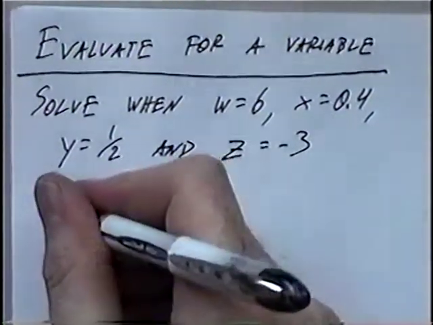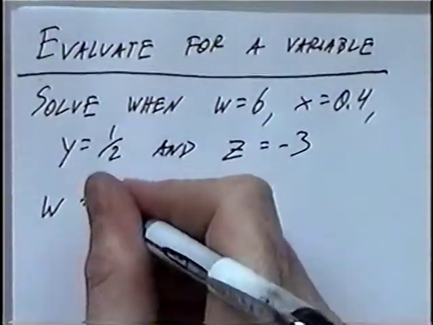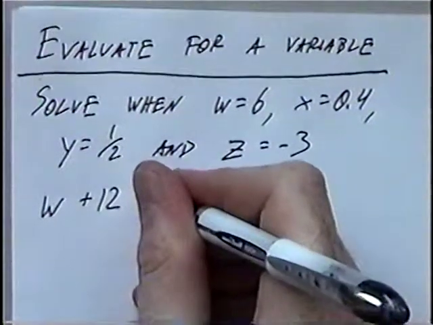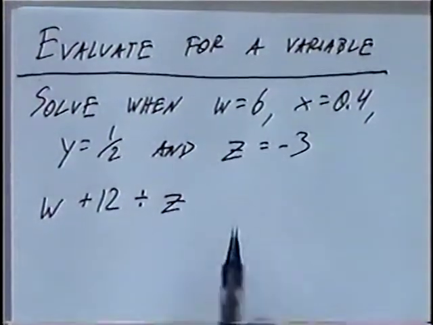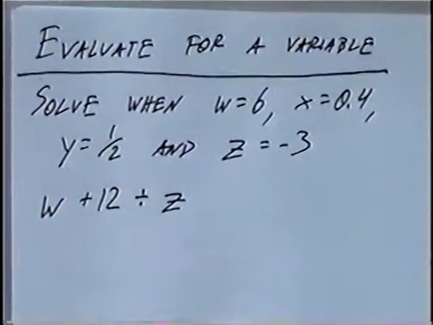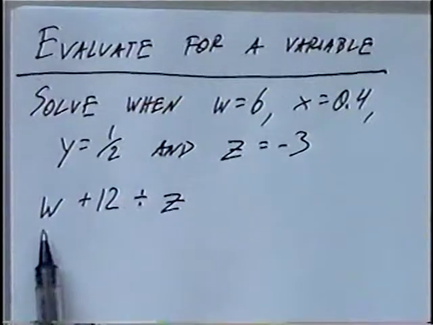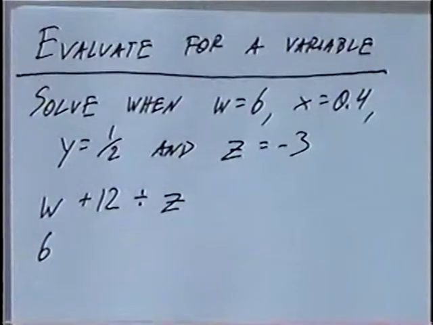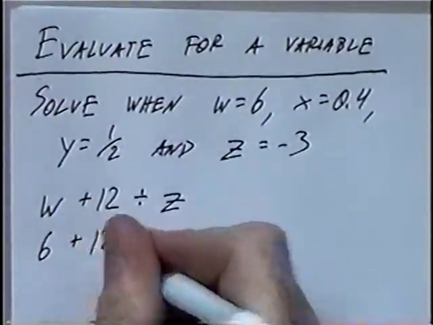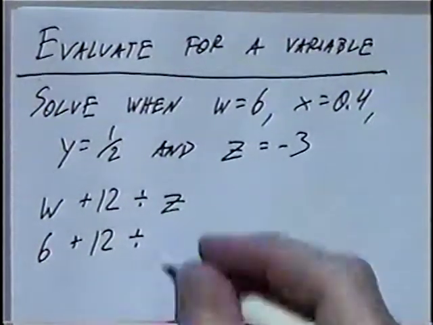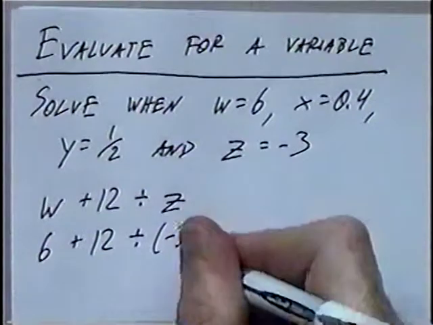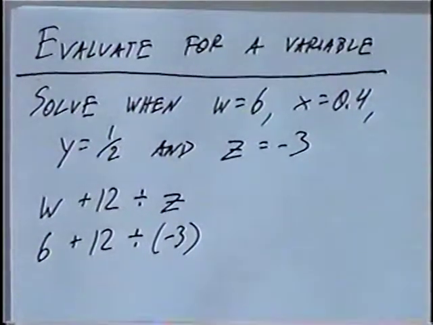First question, w plus 12 divided by z. Given the previous four values, we can plug in for the variables and then solve. For example, w equals 6, so we'll put a 6 in place of w. Plus 12 stays the same, and divided by z, z is -3, which I'll put in parentheses.